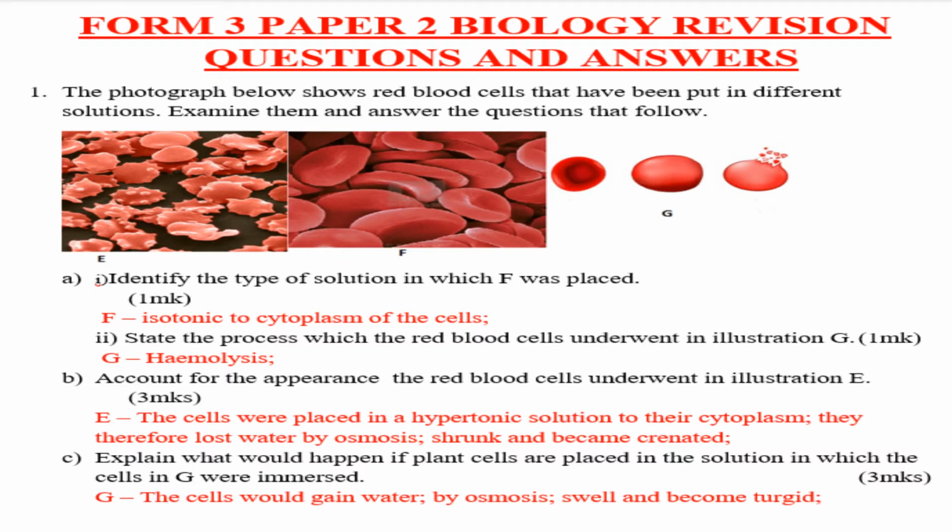Question 1B: account for the appearance of the red blood cells in illustration E. You can see how they are. They have lost water and they have become small. The cells were placed in a hypotonic solution to their cytoplasm. They therefore lost water by osmosis, shrunk and became crenated. So that's how you explain that. You get 3 marks.